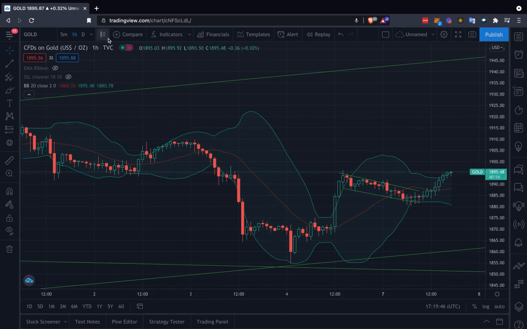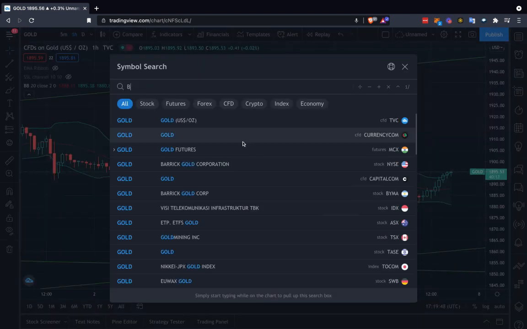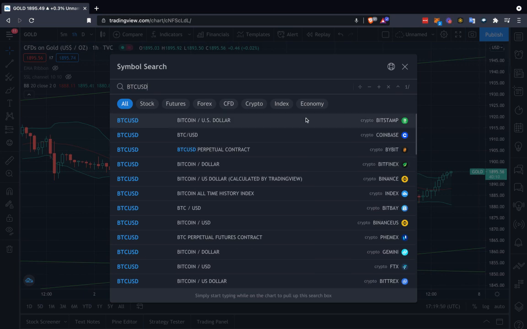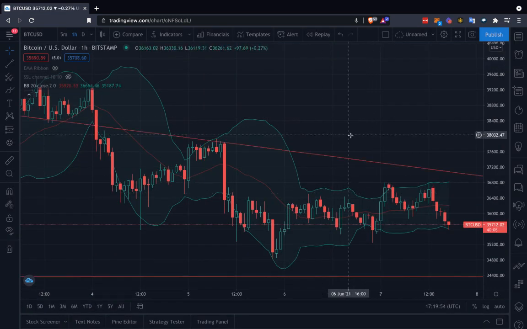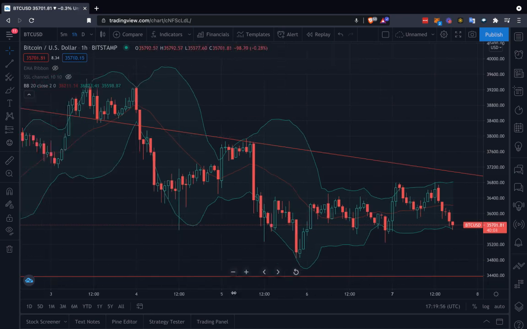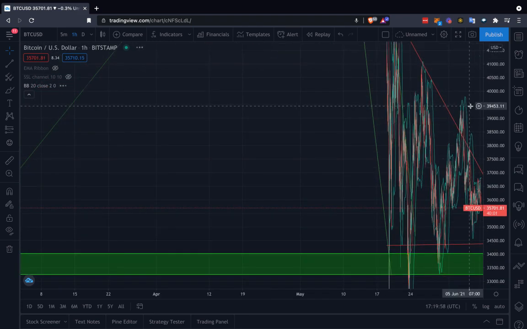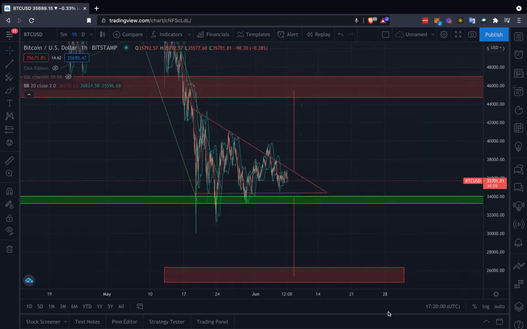And just for example's sake, let's hop on over to BTC. Let's hop on to BTC USD, Bitstamp. I probably have some things laid out here, but just as a macro view, if we go here. Okay, so I had drawn this out in previous technical analysis videos, but this is a descending triangle, right?